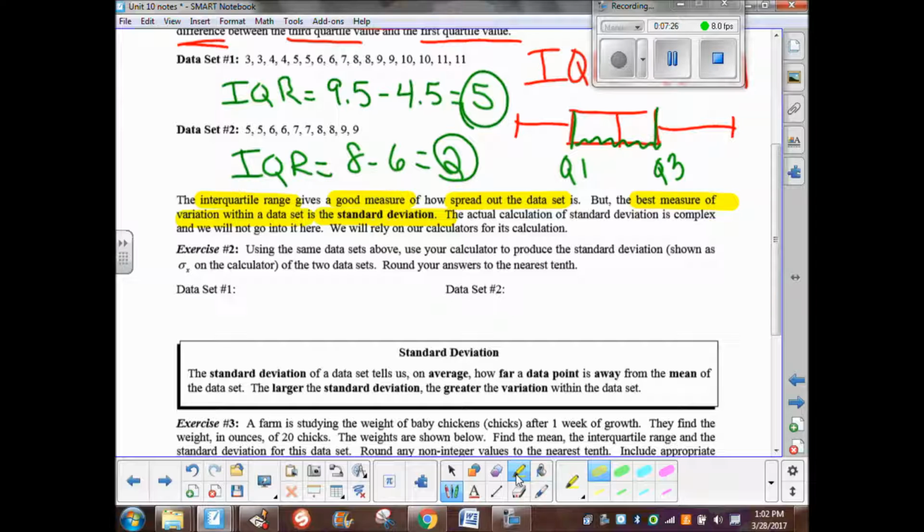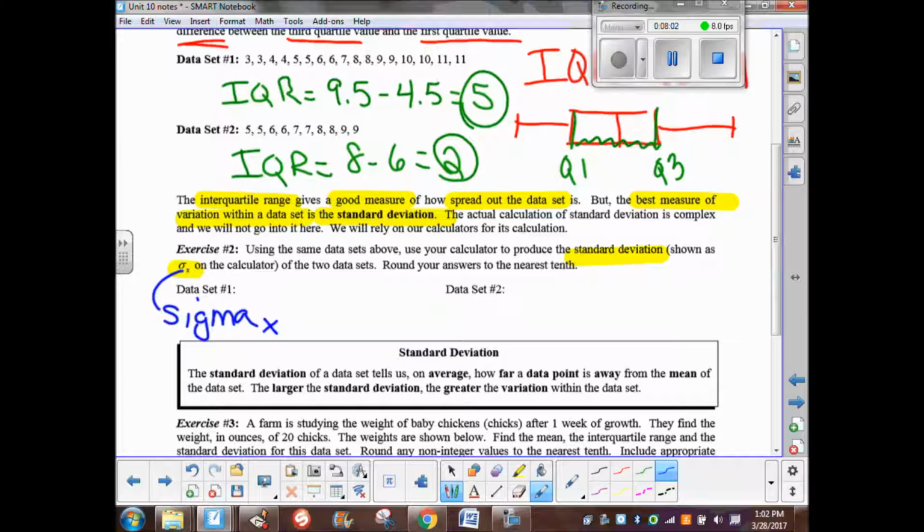Using the same data sets above, from data set 1 and 2, use your calculator to produce the standard deviation, shown as that little guy right there. That's the symbol that we're going to look for. It is a lowercase sigma. It's a Greek letter, the lowercase version of the Greek letter sigma. And it's sigma x. That's the symbol for standard deviation.